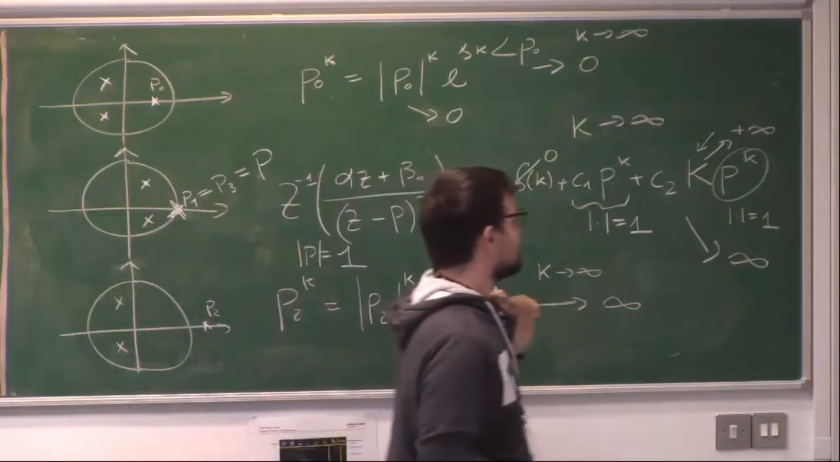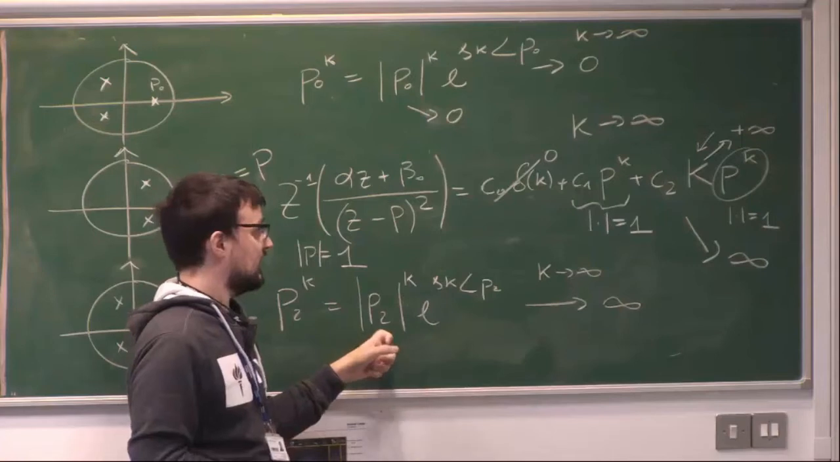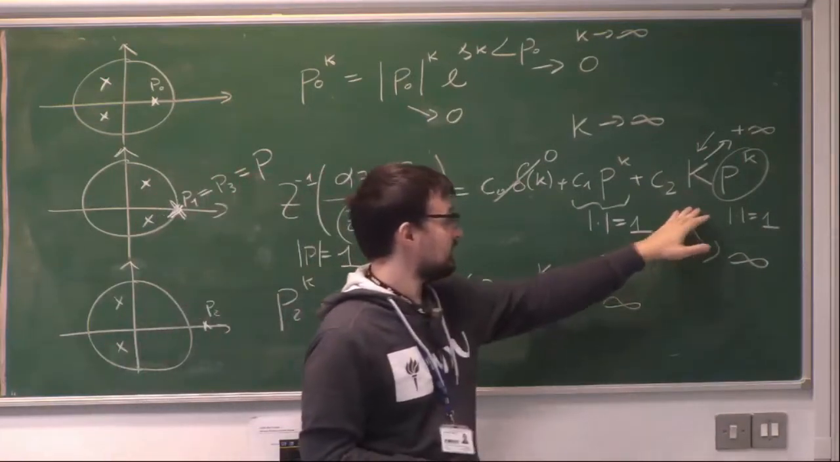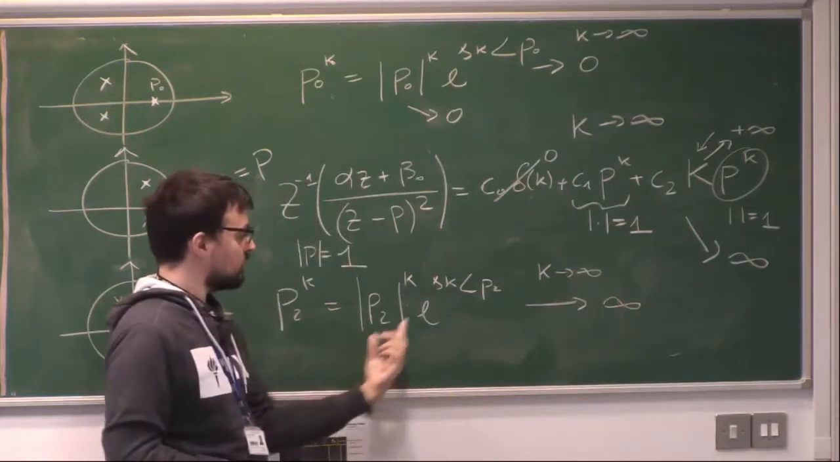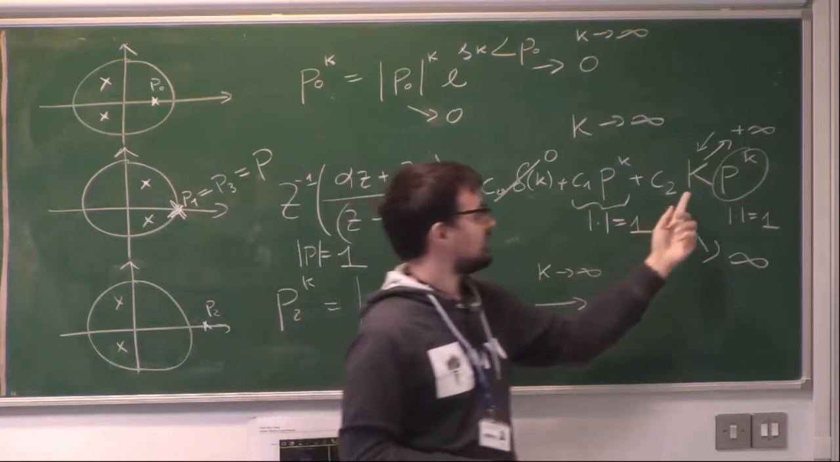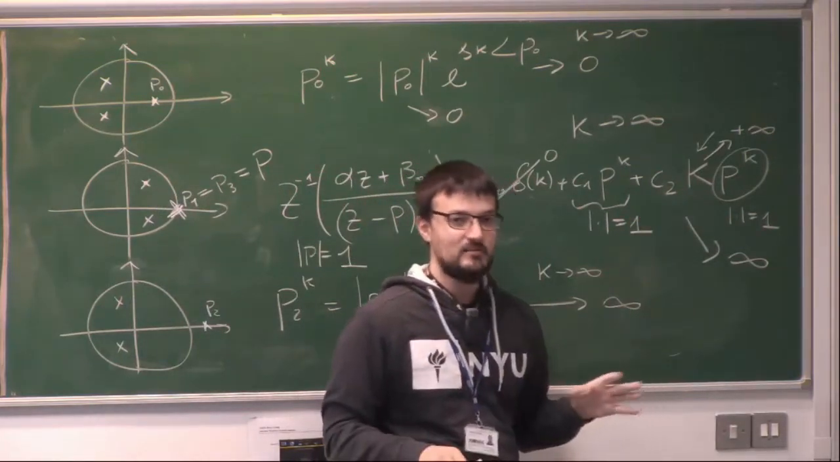The instability is different in this case from this case. This instability is faster than this instability, because this instability grows as a power of k. Instead, this instability grows linearly with k. This is exactly the same in continuous time.